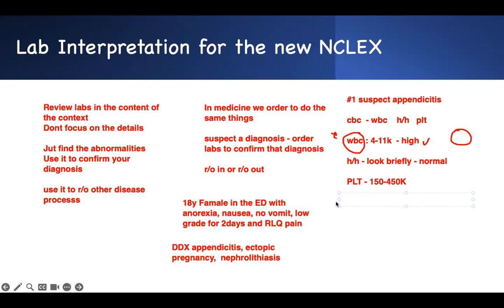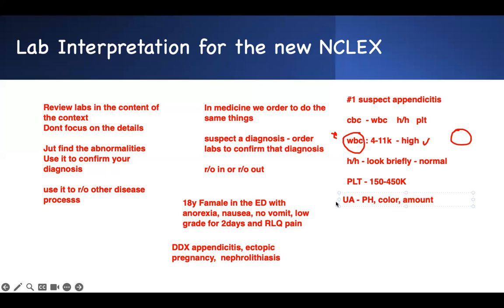So they will get like a UA. And UA, what are you looking for? There's certain things in your urine analysis that they will give you: a pH, don't worry about it. Okay. They will give you a color, don't worry about it. Okay. They will give you an amount, don't worry about it. Okay.